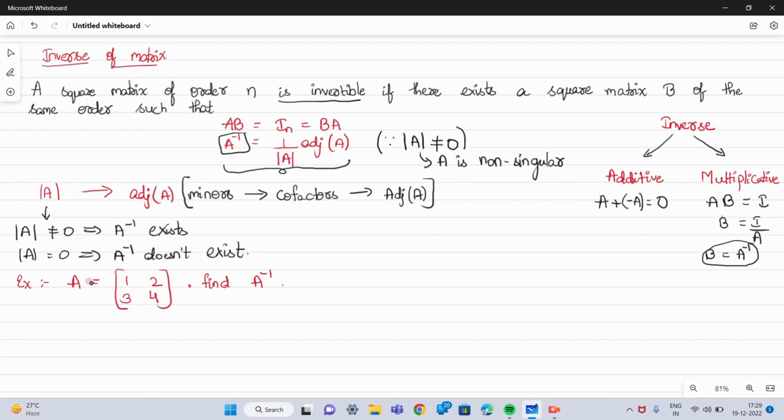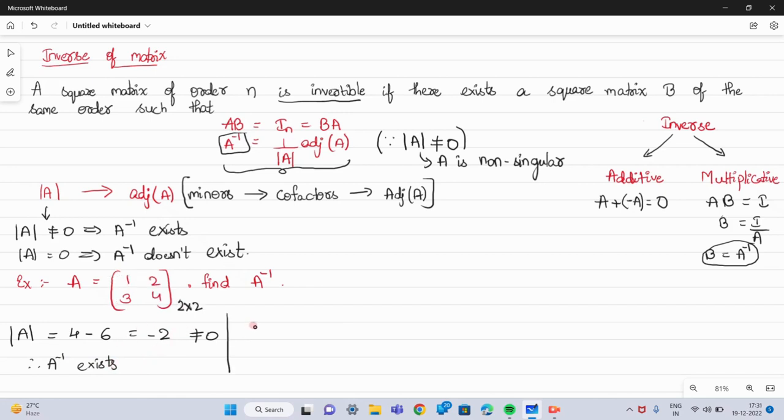Okay, let's take an example. A matrix is given. We need to find A inverse. So I already told you, first find the determinant of A. How to find the determinant of A? Multiply the diagonal elements: 1 into 4, 4. Minus of the product of the non-diagonal elements, which is 6, which gives minus 2. So it is not equal to 0. Therefore, A inverse exists.